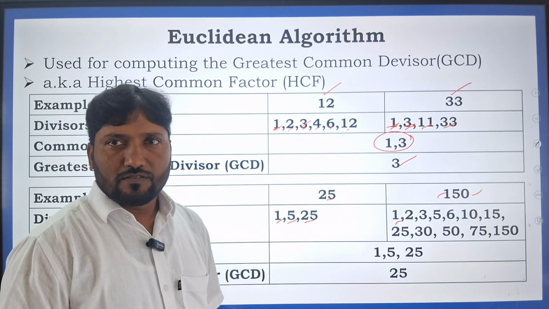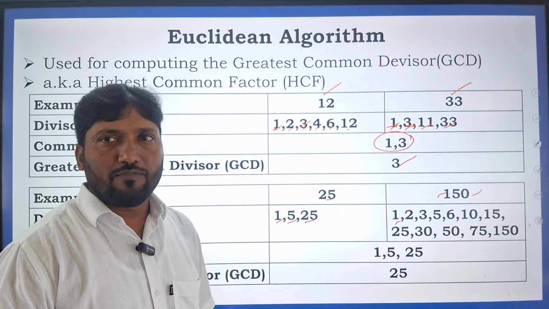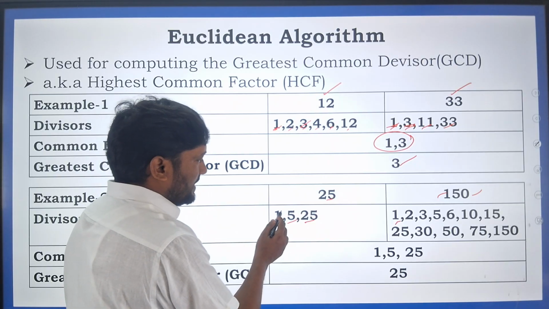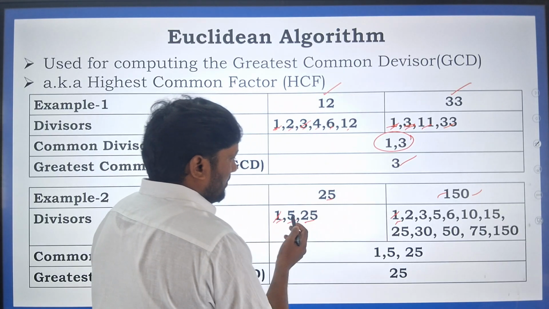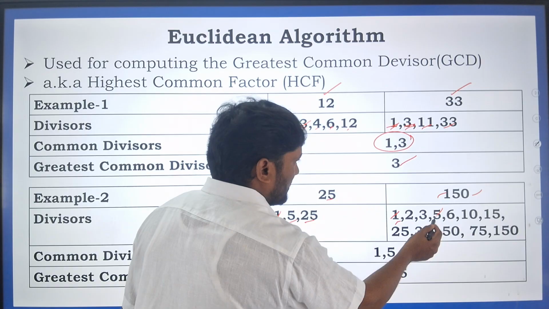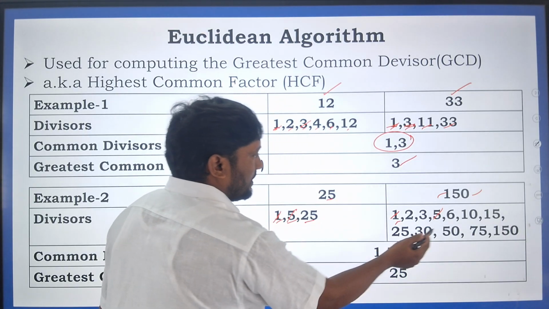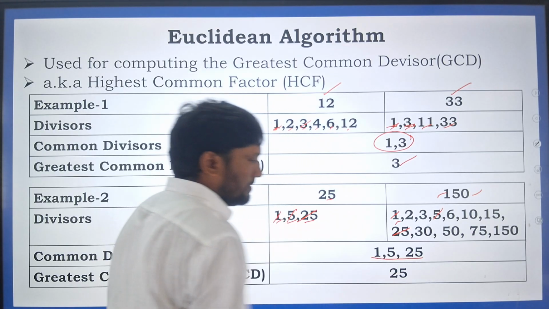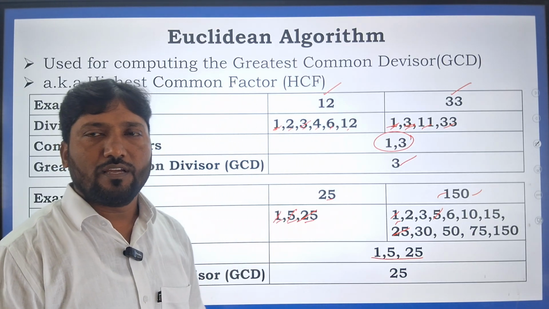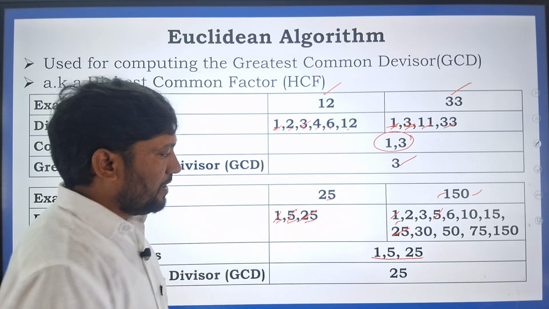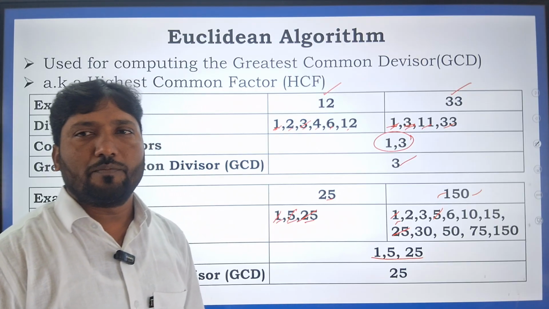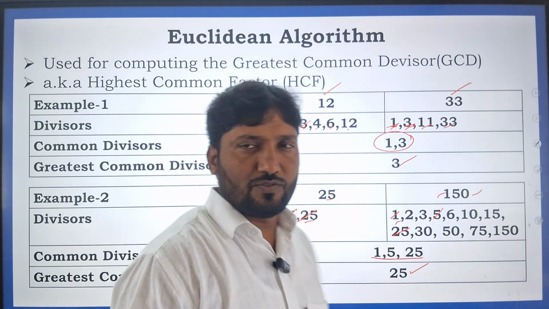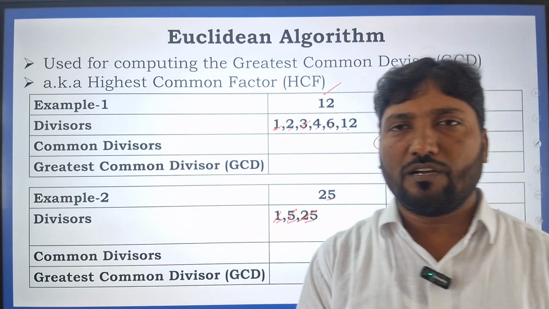Among these numbers, the second step is to identify the common divisors. There is a 1 and there is a 1. Is there a 5? Yes, 5 and 5. Is there a 25? Yes, there is a 25. Now three common divisors are there for 25 as well as 150. Among these three numbers, which is the biggest? 25 is the biggest number. So this is another way to calculate the GCD of two numbers.